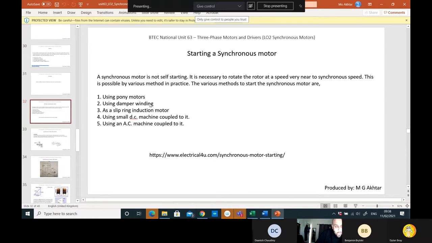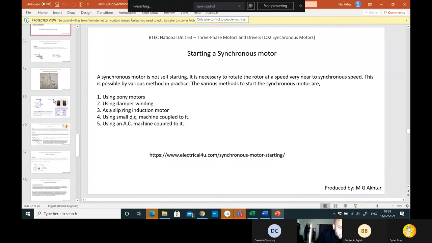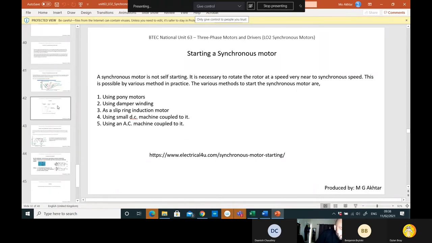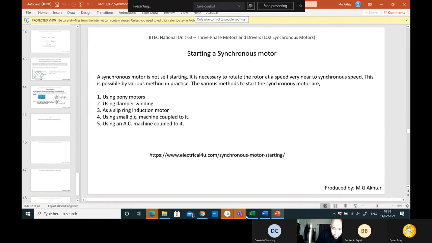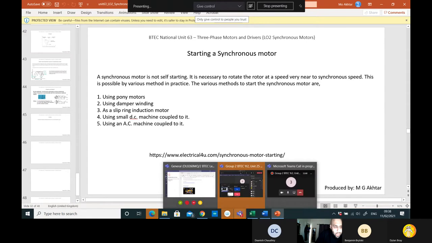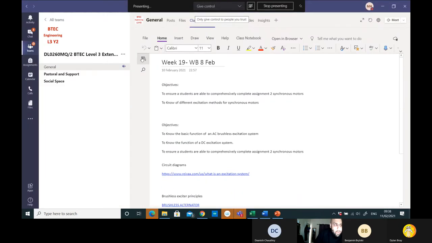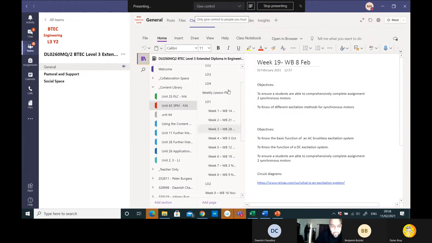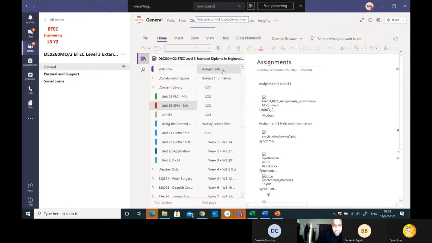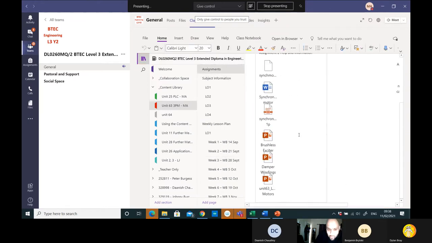And then you've got damper windings as well, and a damper winding uses an induction system. Now, a while ago, I gave you a lesson on damper windings. It's in the PowerPoint. If I go onto Teams, back into assignments, there you go, damper windings. There's information here on the brushless excitation system and damper windings. So you find everything in these PowerPoints.